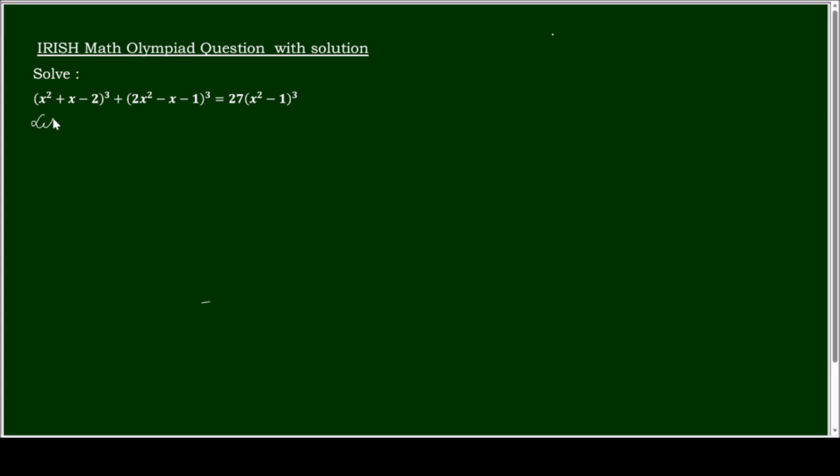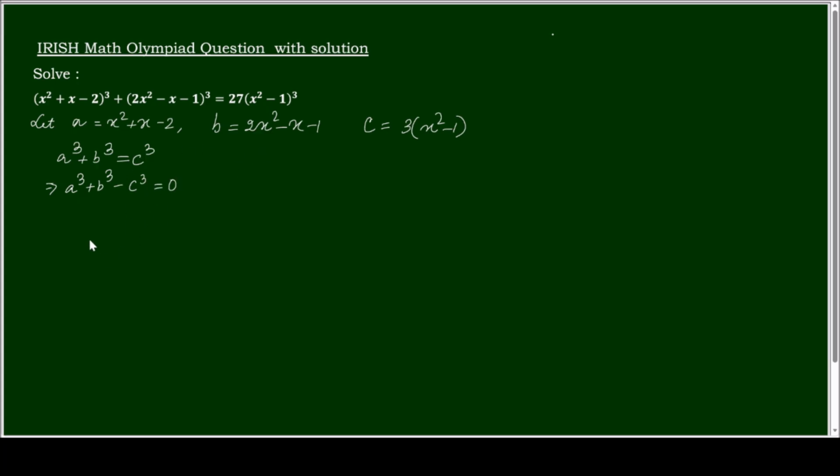Let a equals x square plus x minus 2, b equals 2x square minus x minus 1, and let c be 3 times of x square minus 1. So the question is transformed to a cube plus b cube equals c cube, or a cube plus b cube minus c cube equals 0.